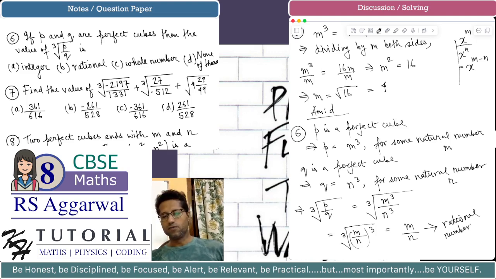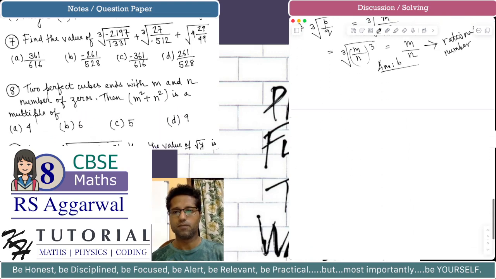And also we know that n will not be equal to 0 because m and n are natural numbers. So you cannot say for sure that m by n will be a whole number or integer, but we can surely say that m by n will be a rational number. So the correct choice is B.